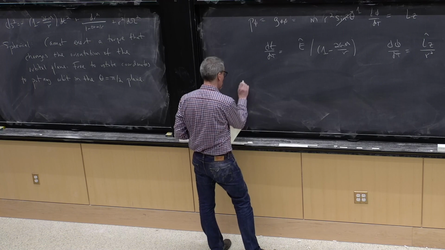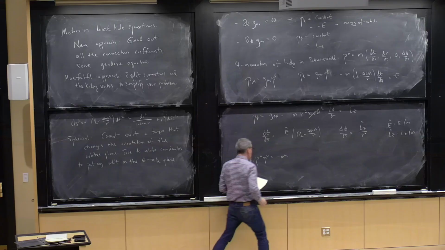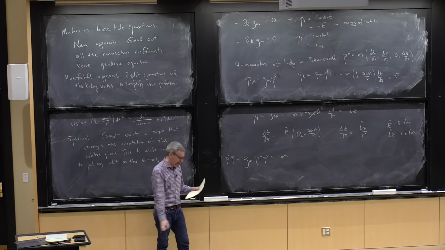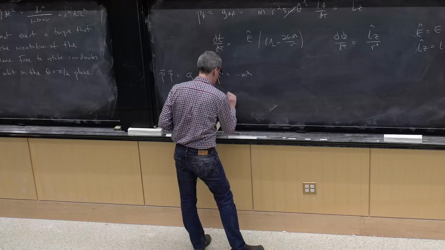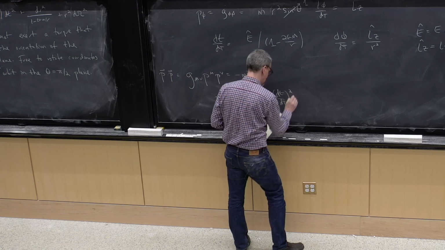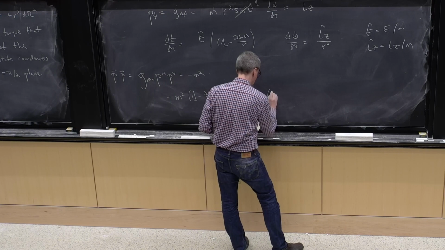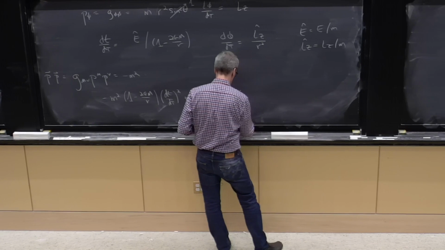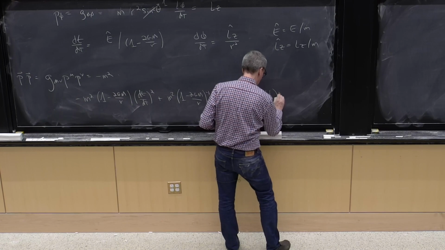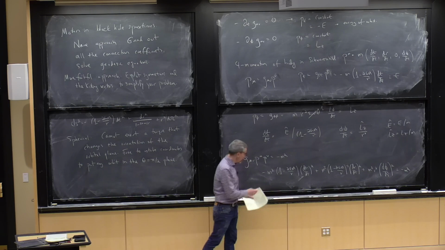We know that if I take p dot p, I get negative of the rest mass squared. So this, when I write it out, okay, notice every single term is proportional to m squared, so I can divide that out.